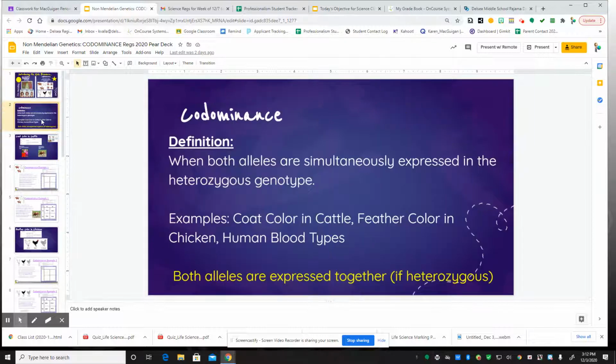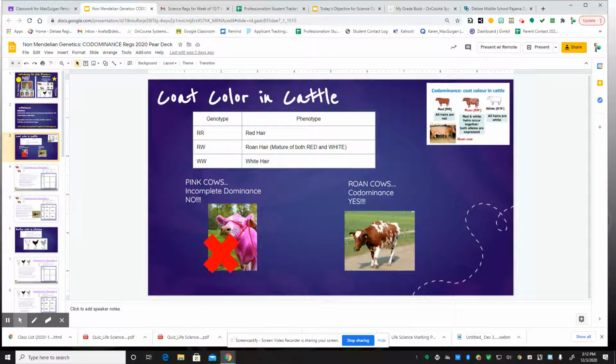So by definition, this is when both alleles are simultaneously expressed in the heterozygous genotype. Again, I just mentioned the examples. Both are expressed together, they're both dominant. I always think of the example of the cattle, or in this case, you can see the cows. There's no such thing as a pink cow. If it was a pink cow, that would be an example of incomplete dominance. Red and white together make pink. There's no such thing as pink cows. But there are such things as cows that are spotted both brown and white. So that should hopefully help you remember the concept of codominance.